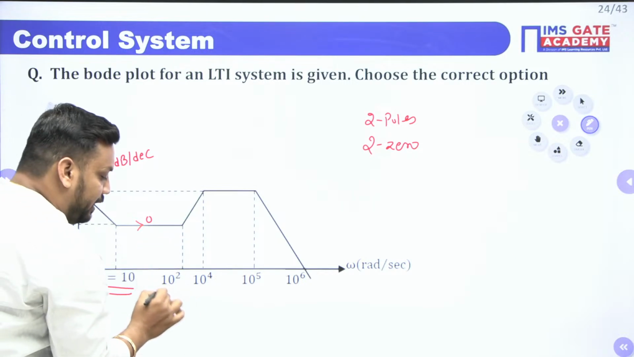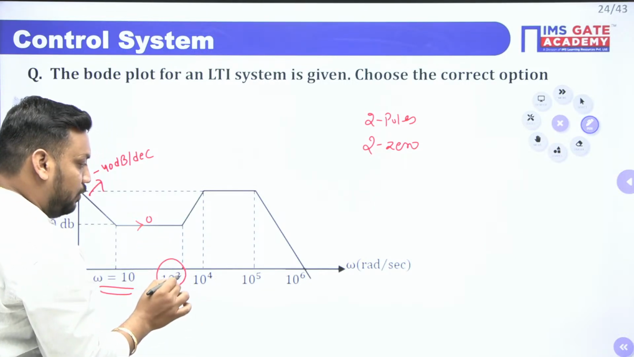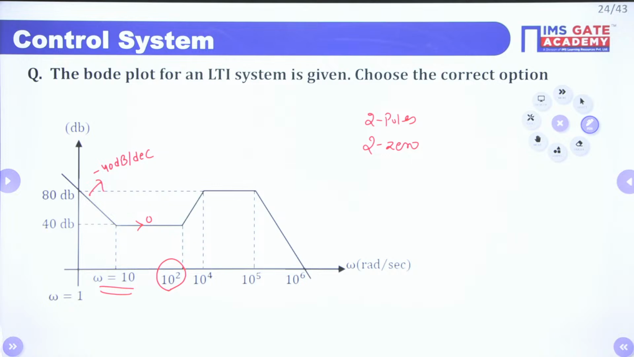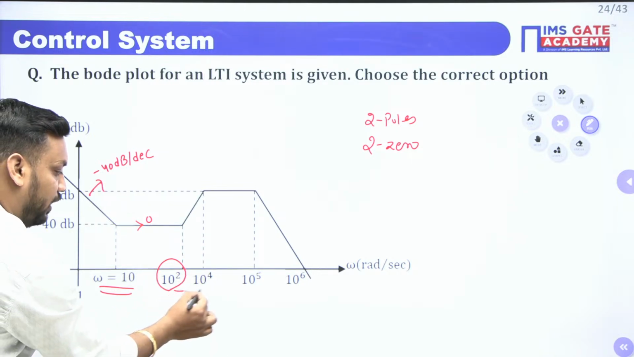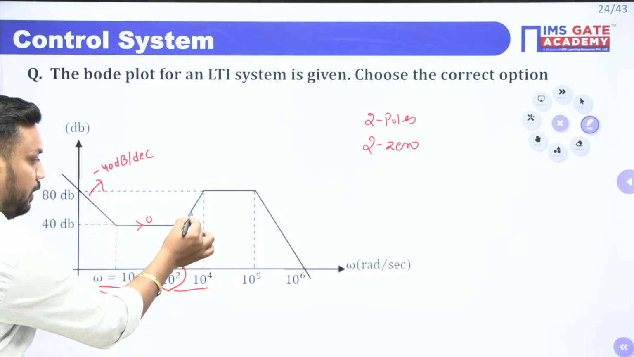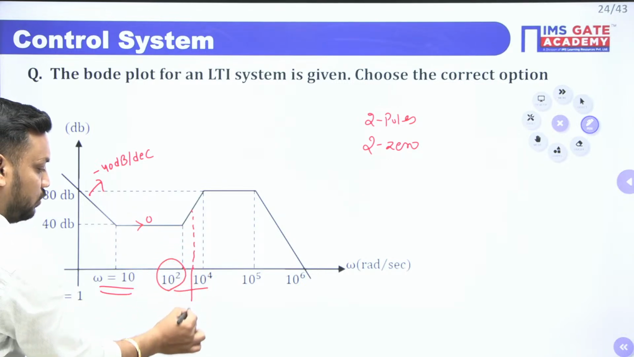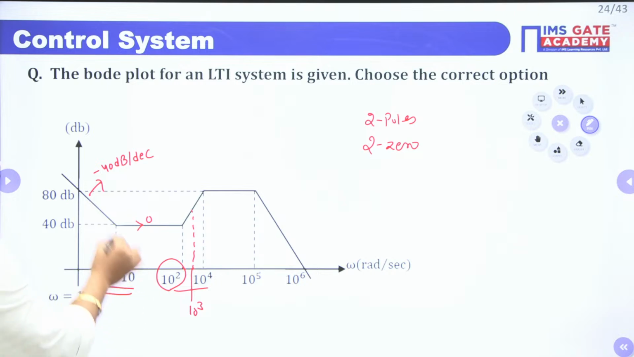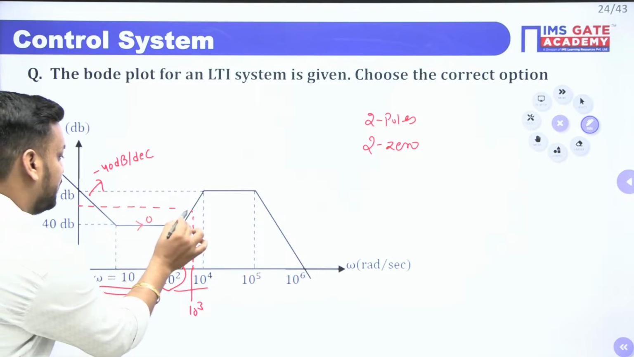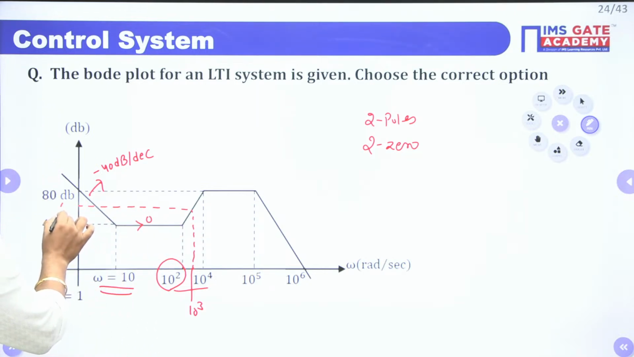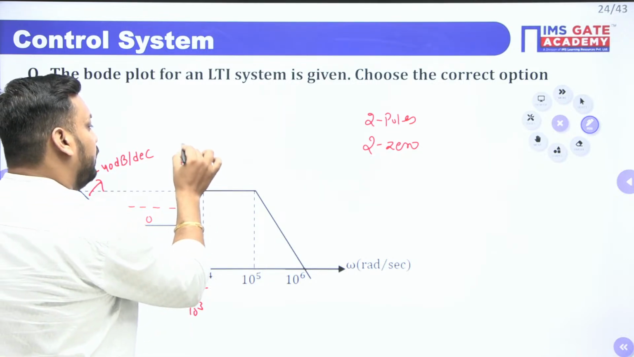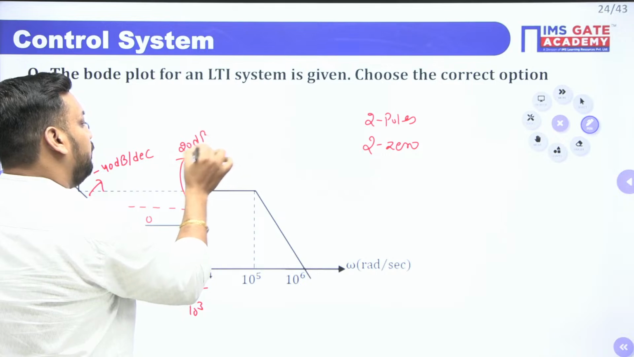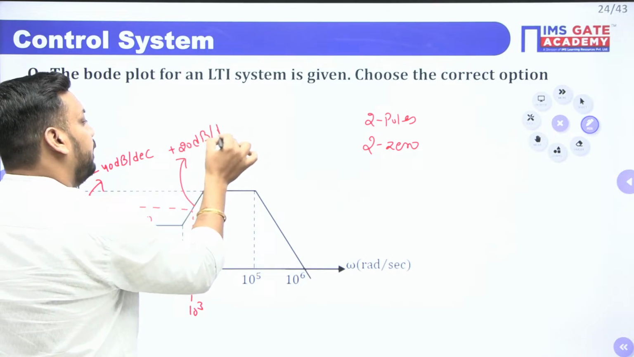As soon as 10 square comes, that is 100, the slope will change. And the slope is between 10 square and 10 to the power 4, so it is not 1 decade, it is 2 decades. In between we also have 10 to the power 3, so in between we have 60 dB also. So 40 to 60 means 20. So this line slope is plus 20 dB per decade.